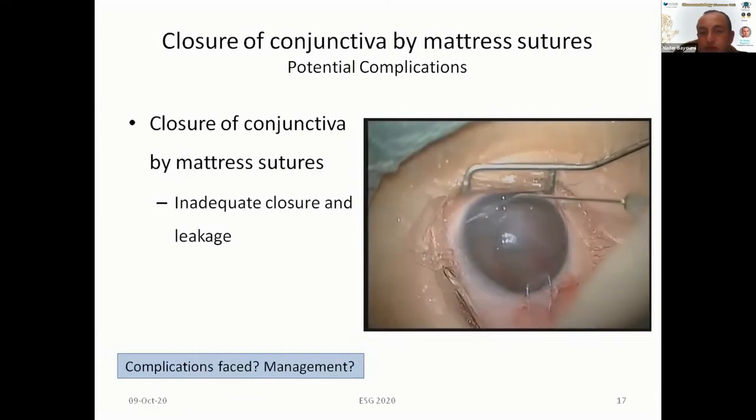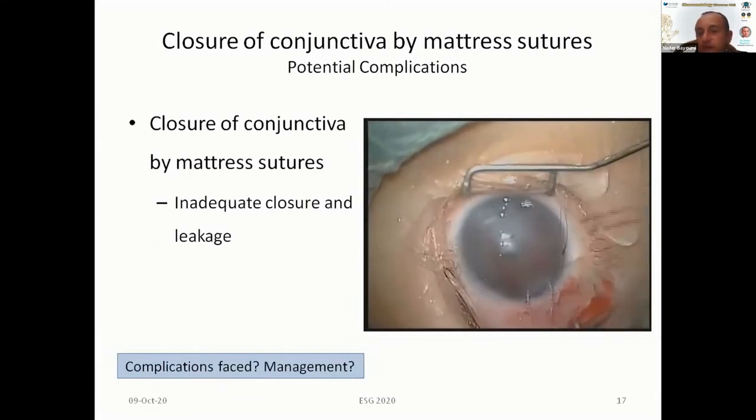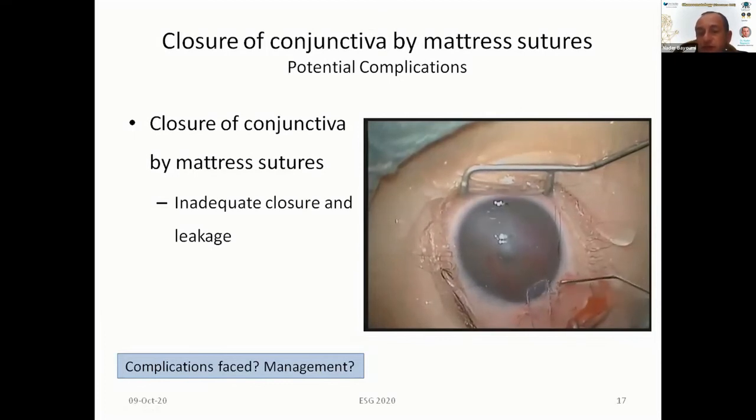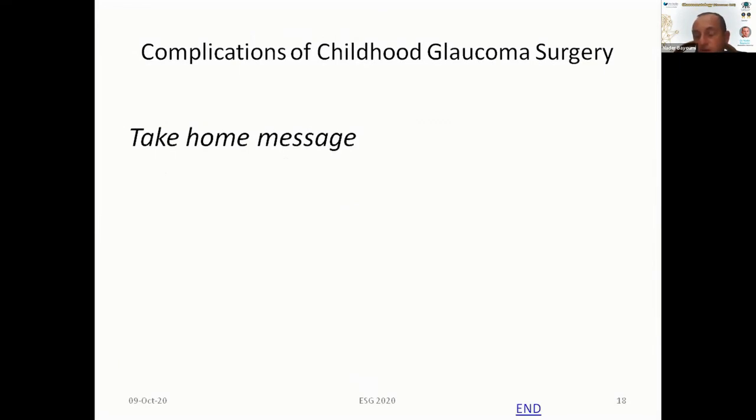Finally, closure of the conjunctiva. The sutures have to be really tight because every drop of aqueous counts. Maybe the inadequate or not very tight closure is acceptable in the adult trab, based on the fact that the sclera is rigid and it will hold the conjunctiva. This is not the case in children. The sclera is not rigid, it will not hold the conjunctiva, and the closure, if it is not really tight, may leak aqueous, and the bleb will not form.